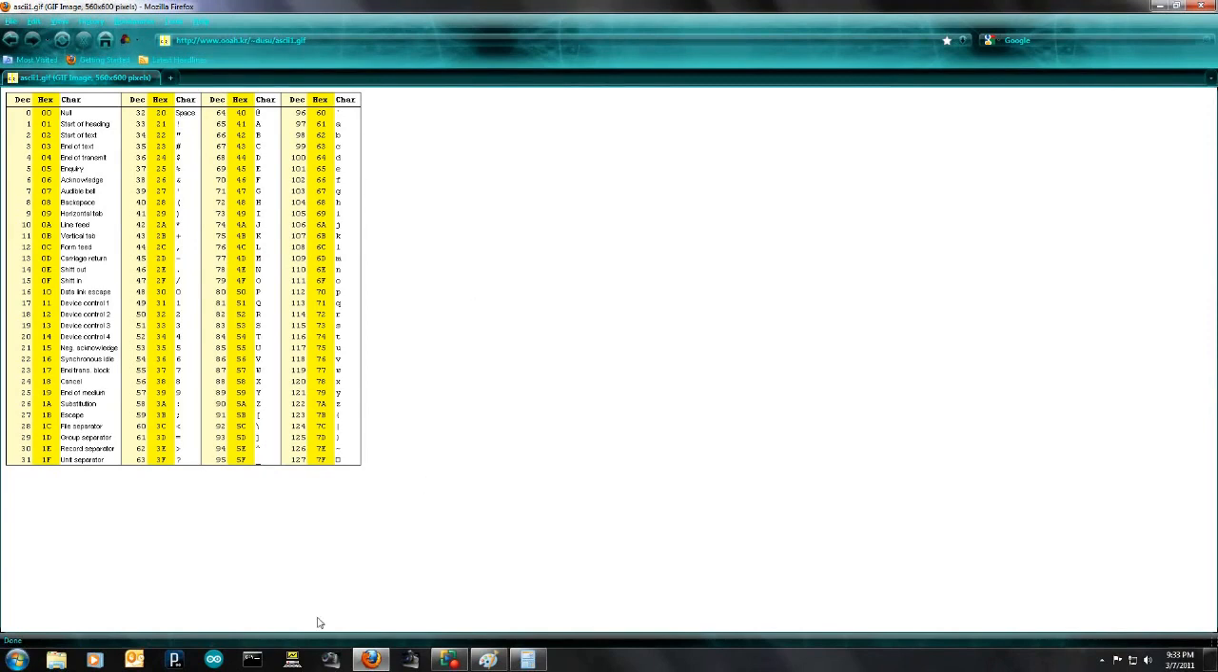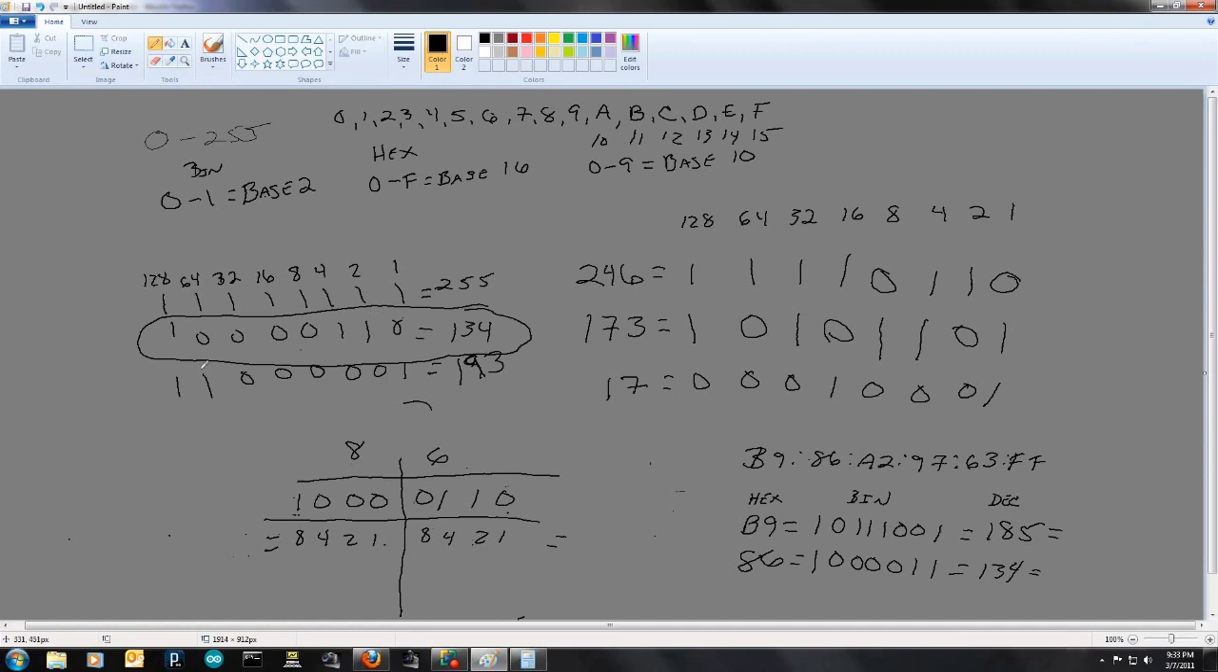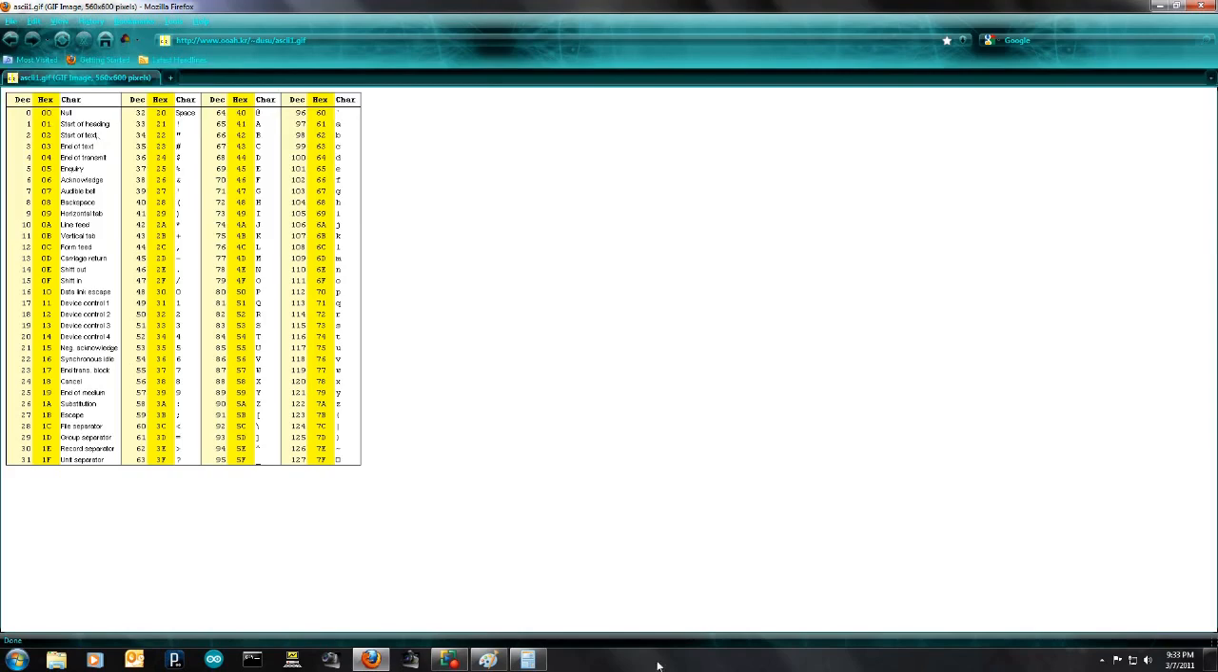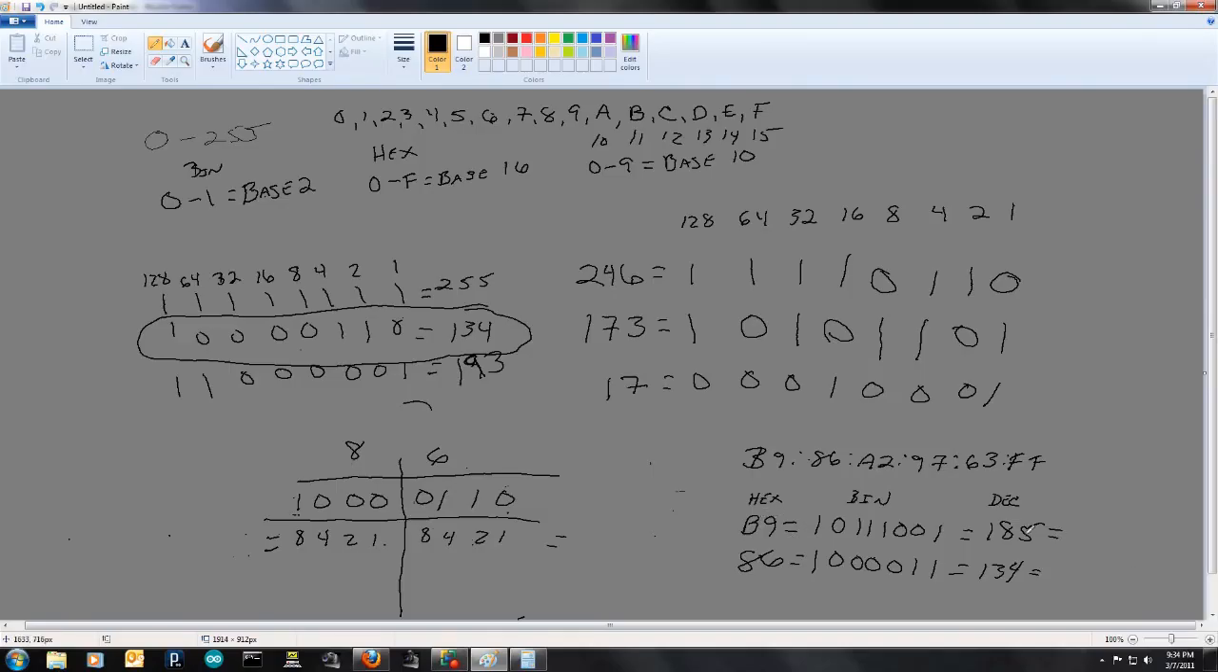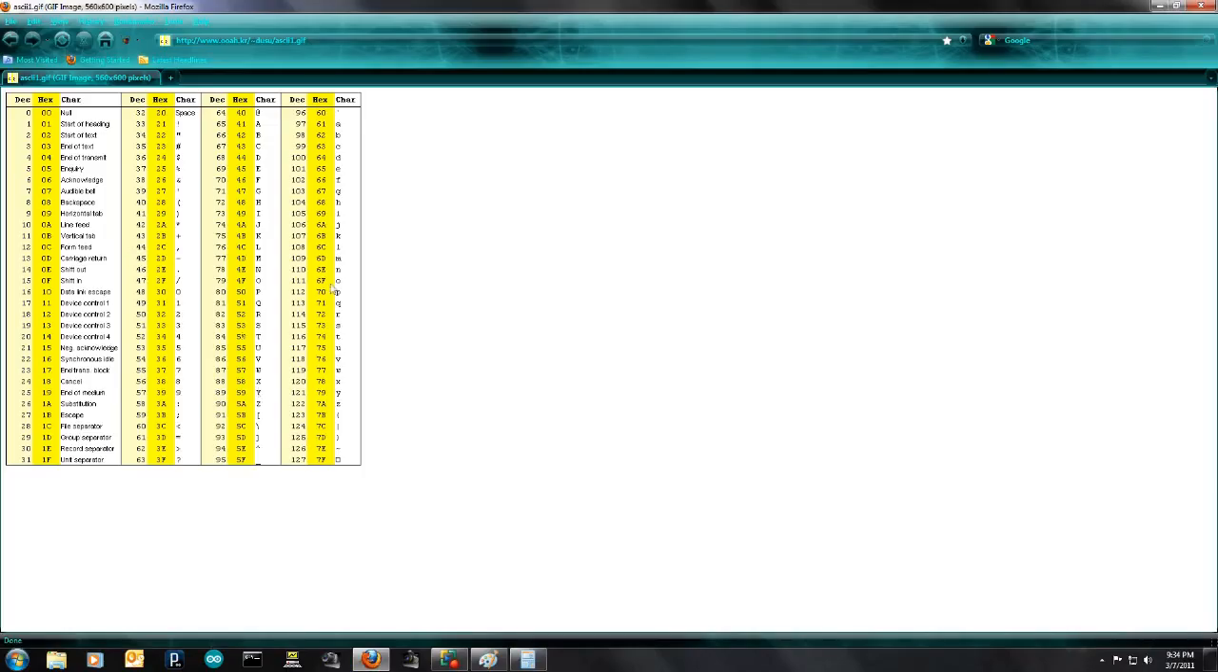Now, what a computer sees. This is what a computer sees. It sees ones and zeros. Well, how does it display what we see? It needs to translate this into this, and then translate that into a letter. So, what are our twos? We have B9 and 86, or we have 185 and 134. So 185 is actually not on here, and neither is 134. Those are extended.